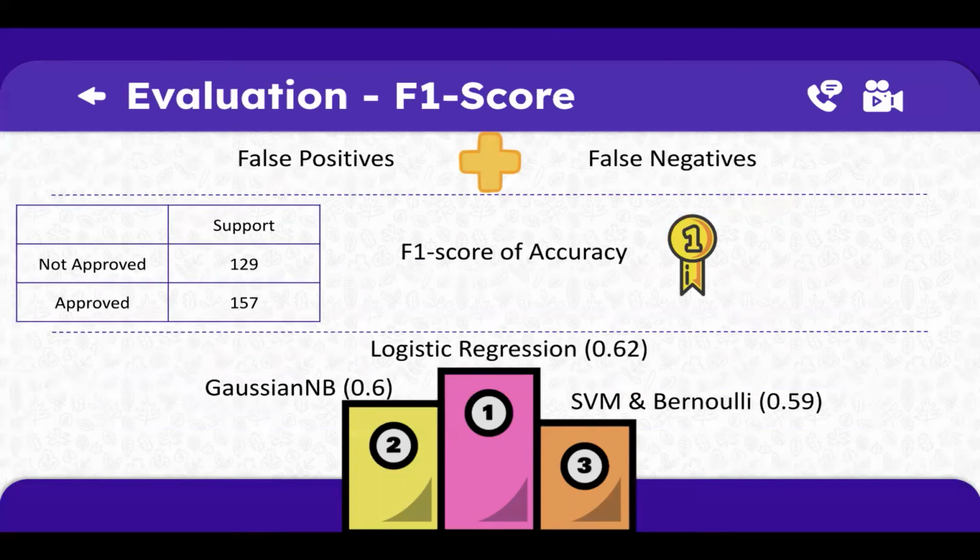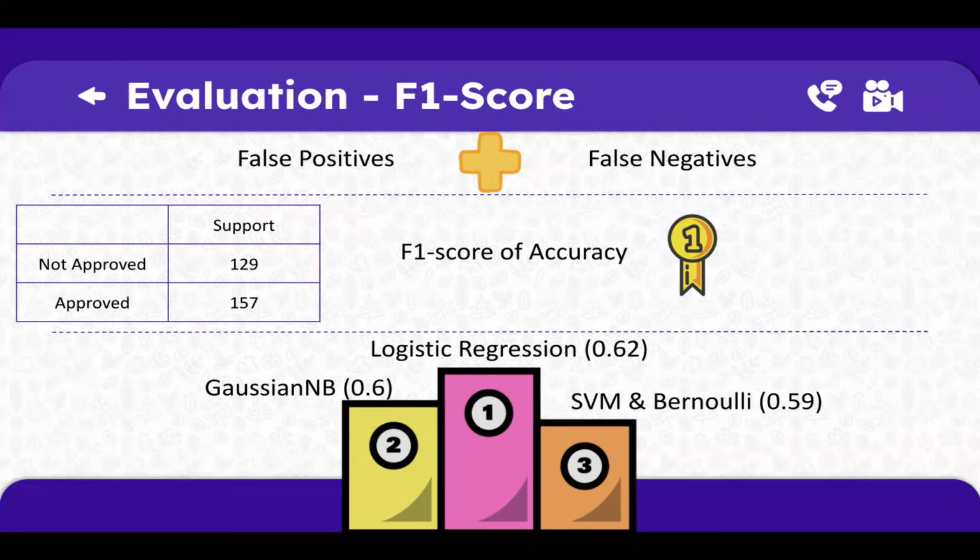The last indicator, F1 score, combines the advantages of precision and recall, while taking into account false positives and false negatives. At the same time, our data is not evenly distributed. The ratio of not approved samples to approved samples is 129 to 157. In this case, F1 score is the best indicator for evaluation.